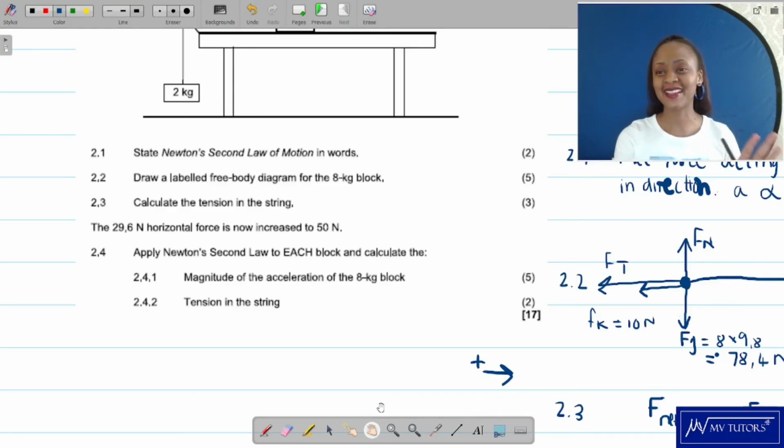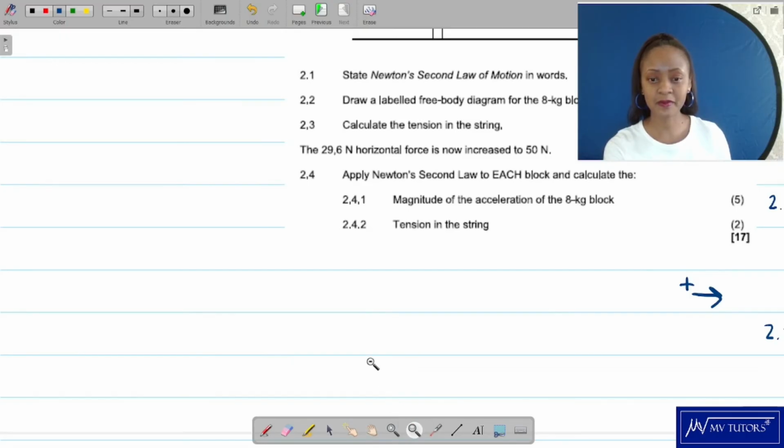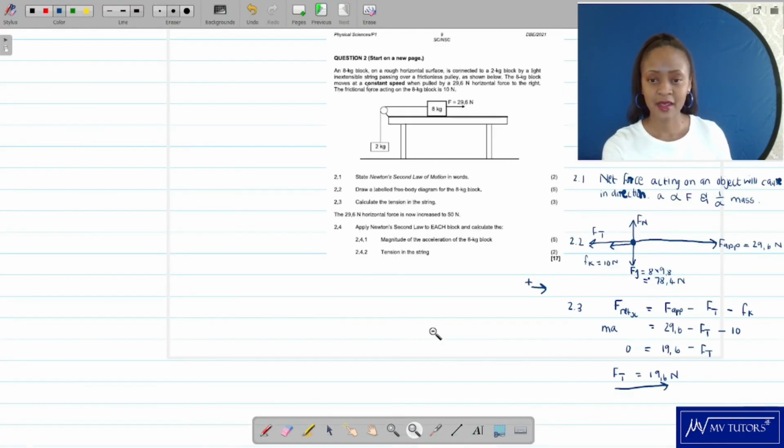Oh gosh, this webcam, so this is actually my left hand, but yeah, it's going to the right. So like we said in Newton's second law, we're going to apply that. Now they're saying, applying Newton's second law to each block, calculate the magnitude of the acceleration of the 8 kg block. Okay guys, the acceleration of the 8 kg block is also going to be the acceleration of the 2 kg block. But yeah, let's get right to it. So 2.4.1, I think I'm going to do it this side.